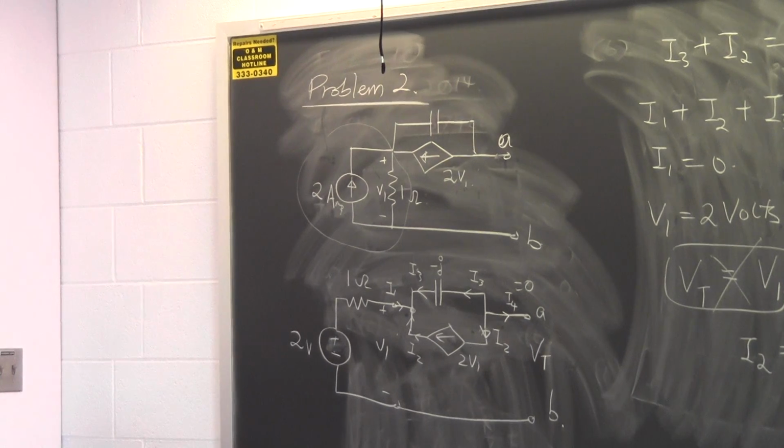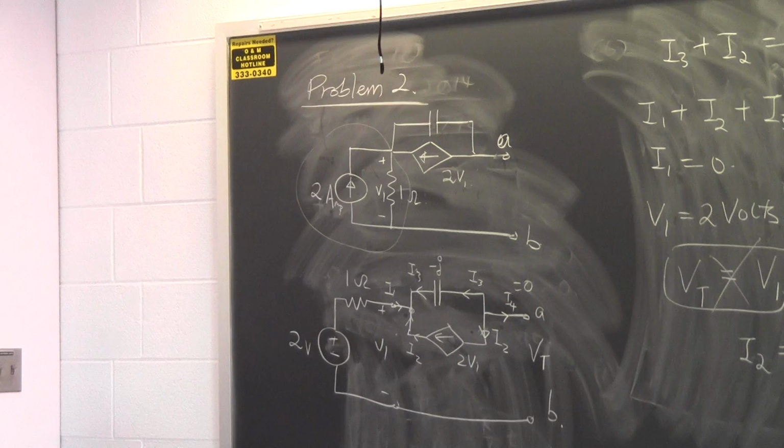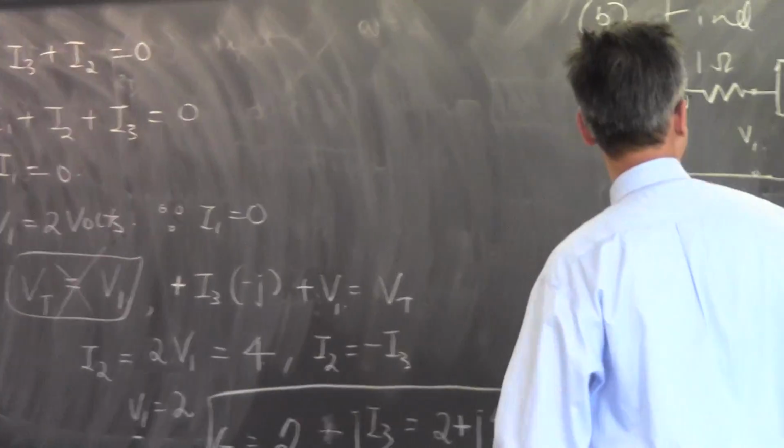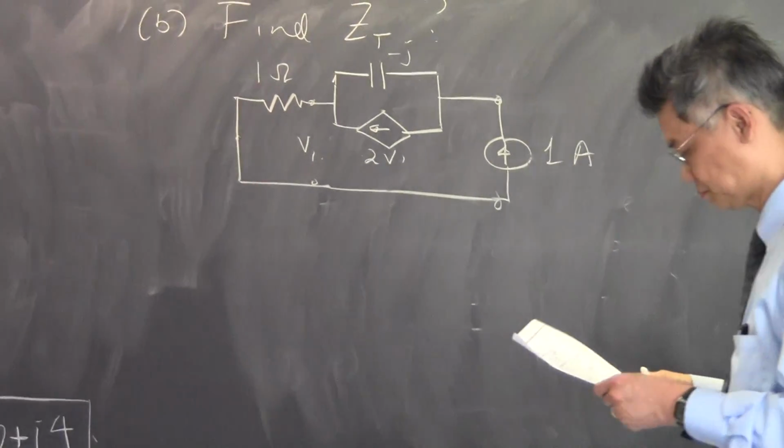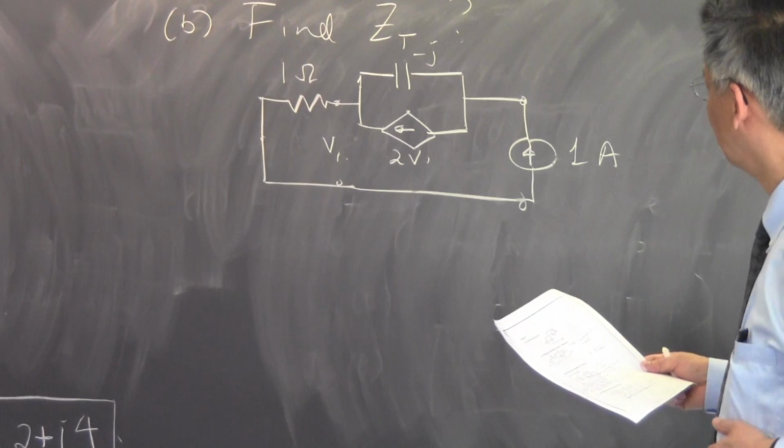And I can put in a 1 amp current source with this thing and see what kind of voltage I get out of this one. This is still minus J. This current source is still 2V1, and this is still V1. Okay?